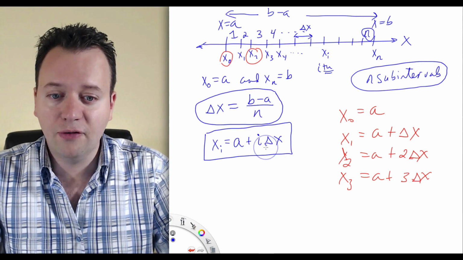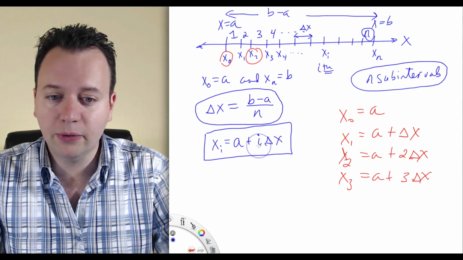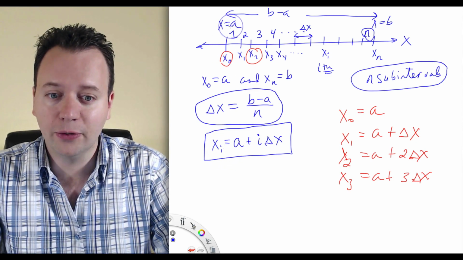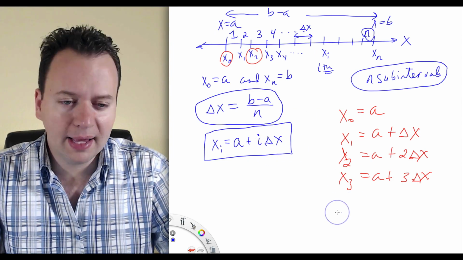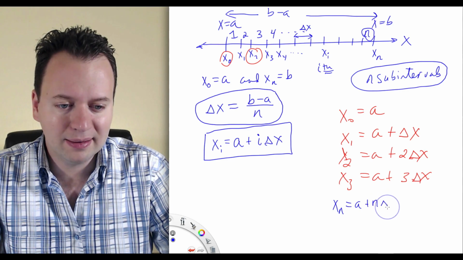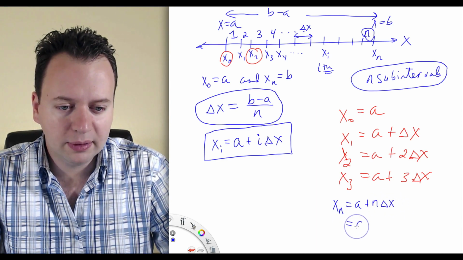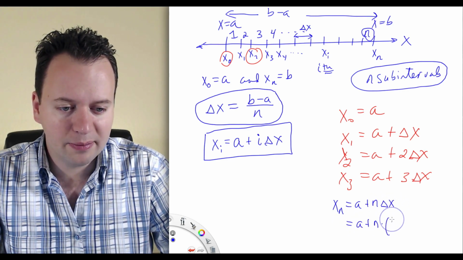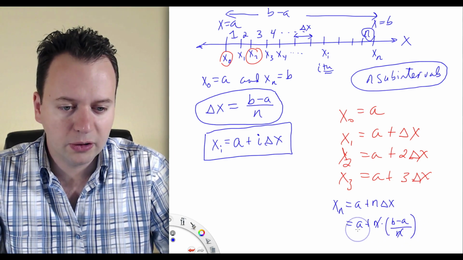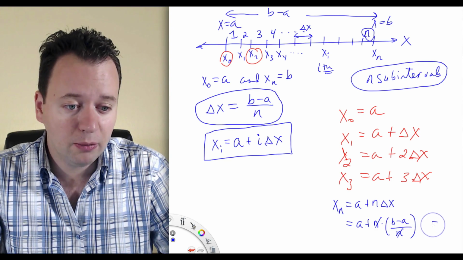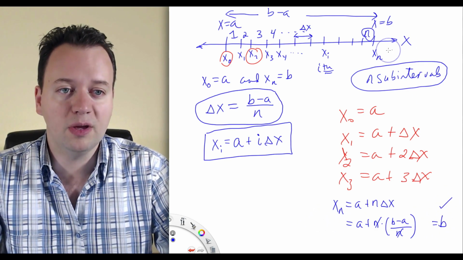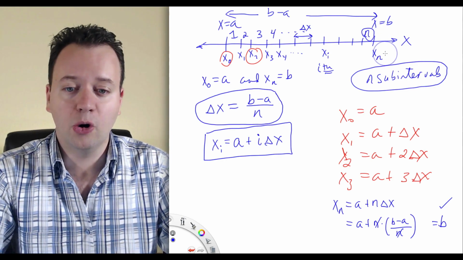Let's check it. If i is equal to 0, so we have x sub 0, we would get a, which means x sub 0 is equal to a. Now what if i is equal to n? x sub n is a plus n delta x. But that's equal to a plus n times b minus a divided by n. So the n's cancel, and we get a plus b minus a, which is just equal to b. So x sub n does check out. It works out to be b.